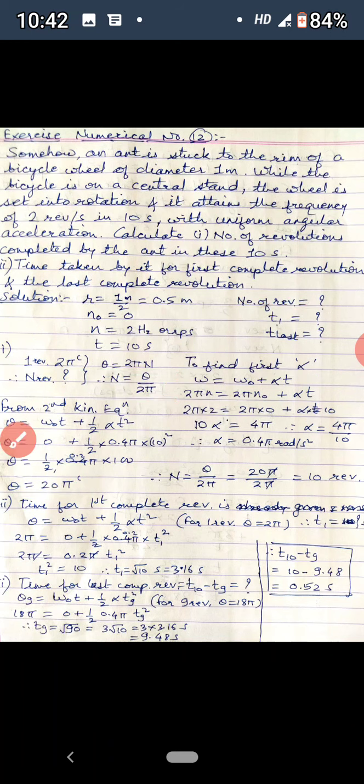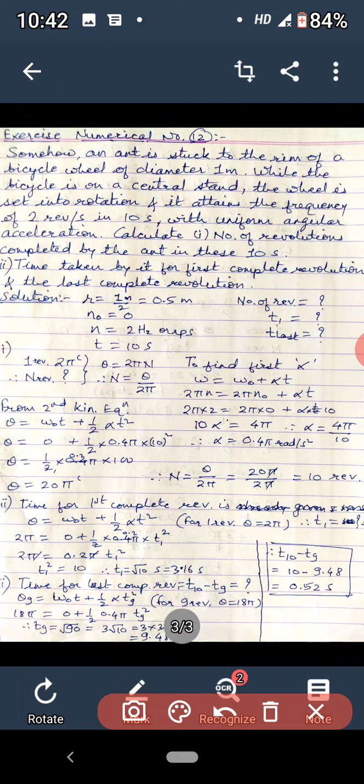How to find the value of alpha? From the first kinematical equation, we have omega is equal to omega 0 plus alpha t. Now omega is nothing but 2 pi n, omega 0 is nothing but 2 pi n0. The value of n is 2 and n0 is 0, and time t is 10 seconds, therefore we get 10 alpha is equal to 4 pi. Therefore alpha becomes equal to 0.4 pi radian per second square.